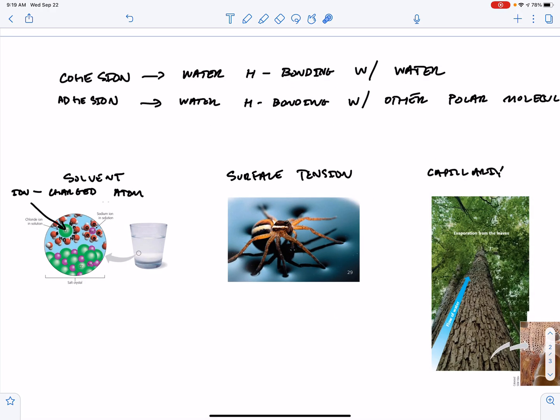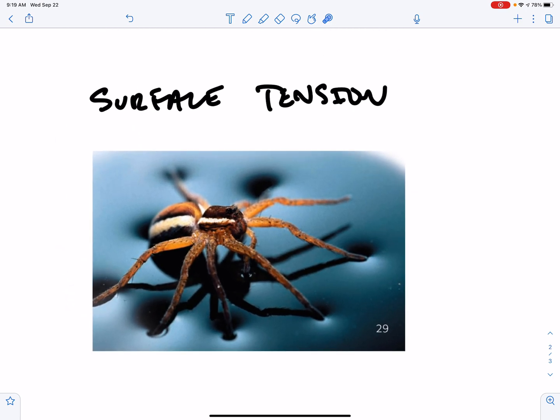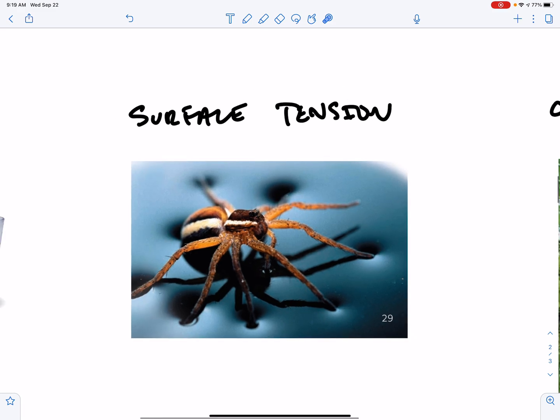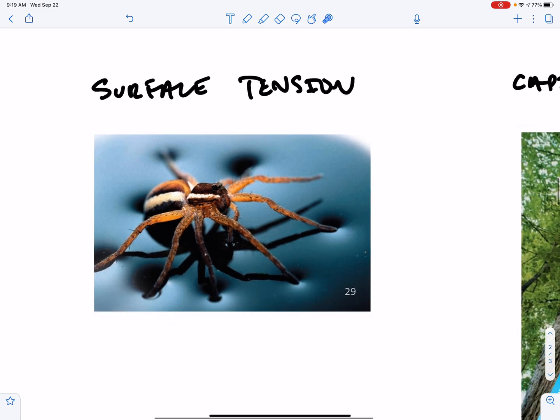Okay, another fantastic example of what water is able to do because of cohesion and adhesion is have a high surface tension. So here we have an example of a little water glider. No, this is a spider. Spider walking on water. This is kind of a beautiful picture. It looks kind of velvety, but this is actually water.